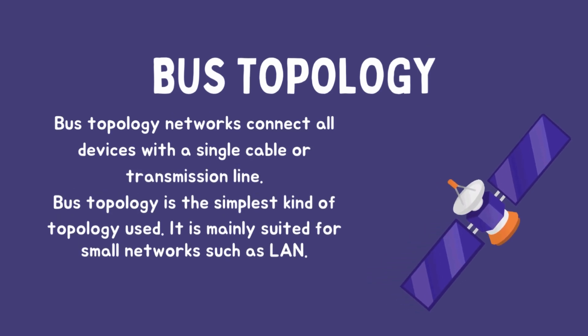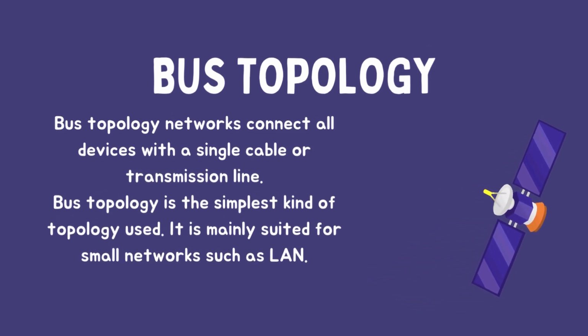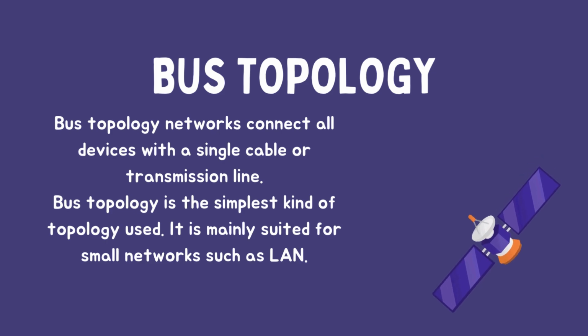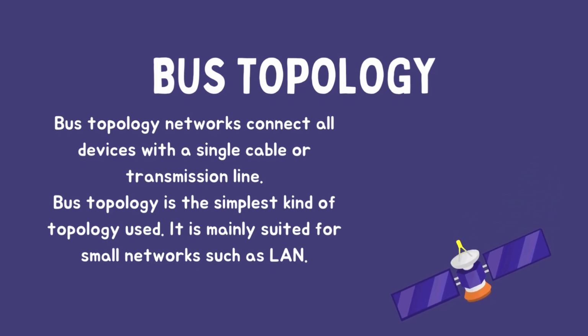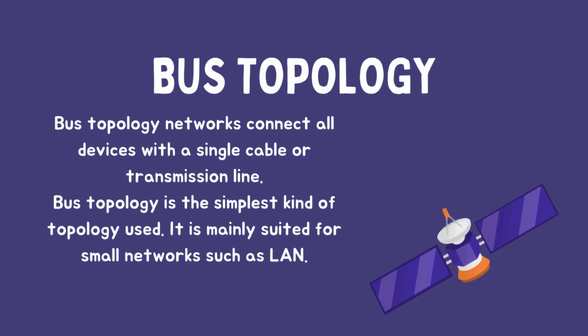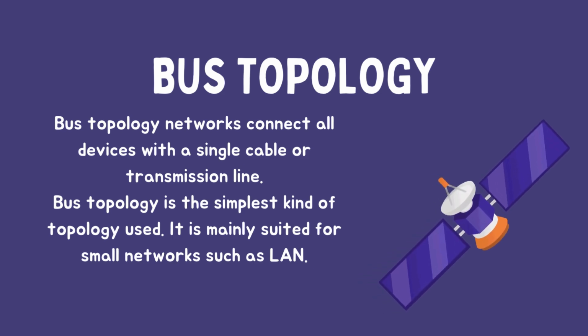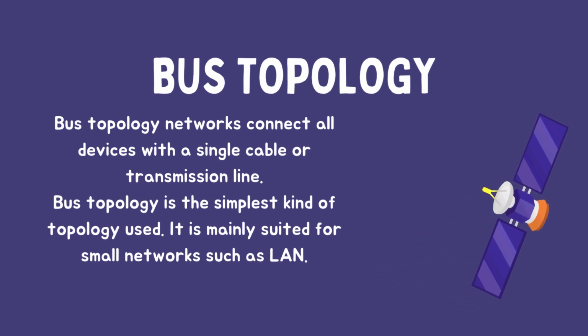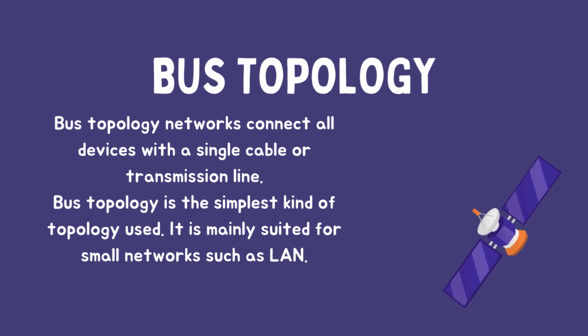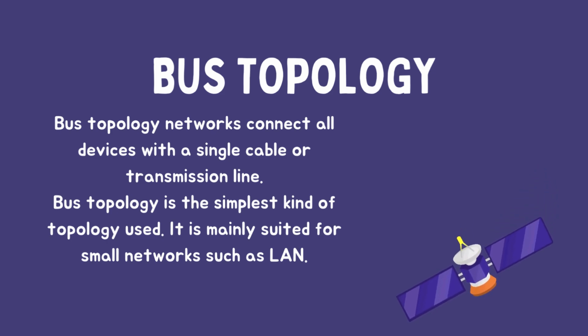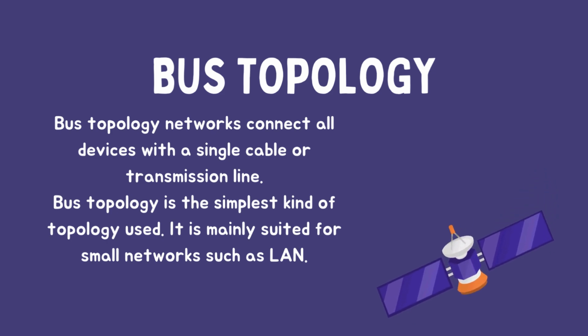Bus topology networks connect all devices with a single cable or transmission line. This cable functions as a shared communication channel that devices can tap into without a separate network connection device. Bus topology is the simplest kind of topology used. It is mainly suited for small networks such as LAN.